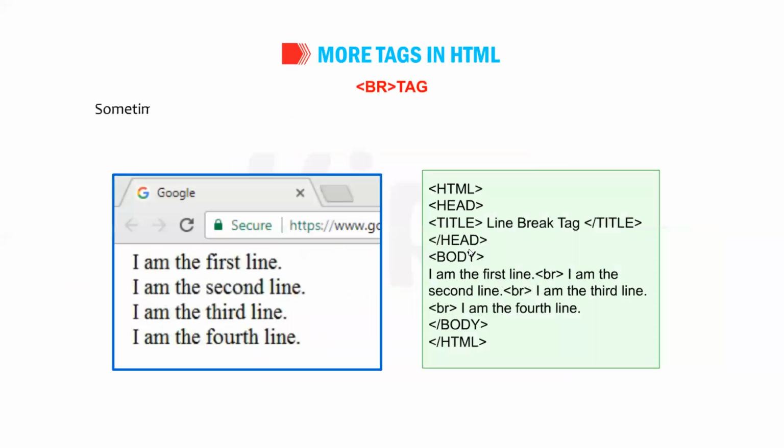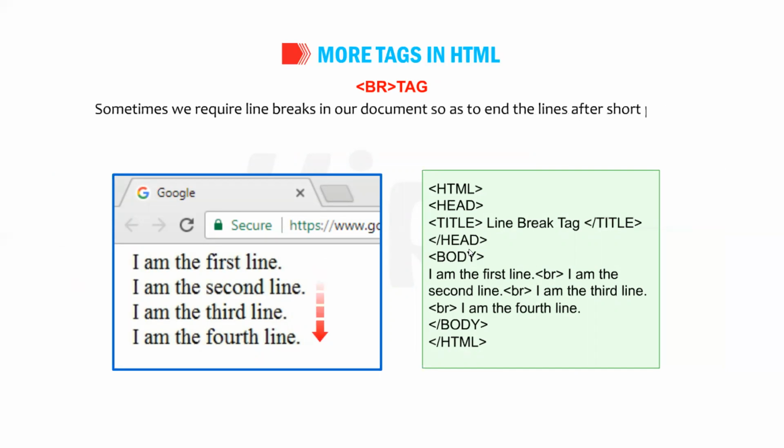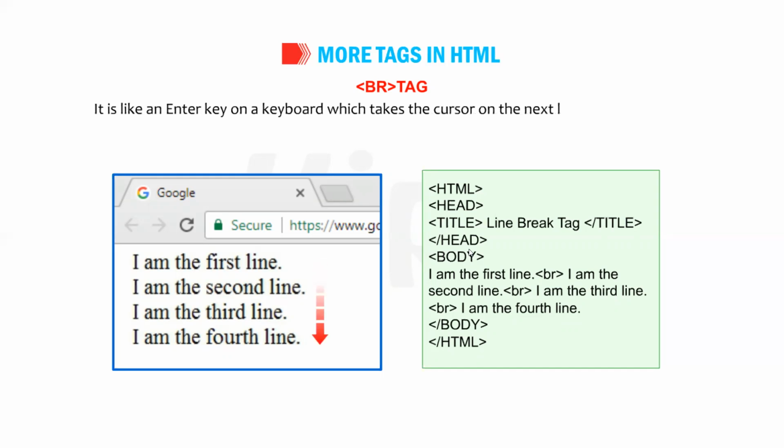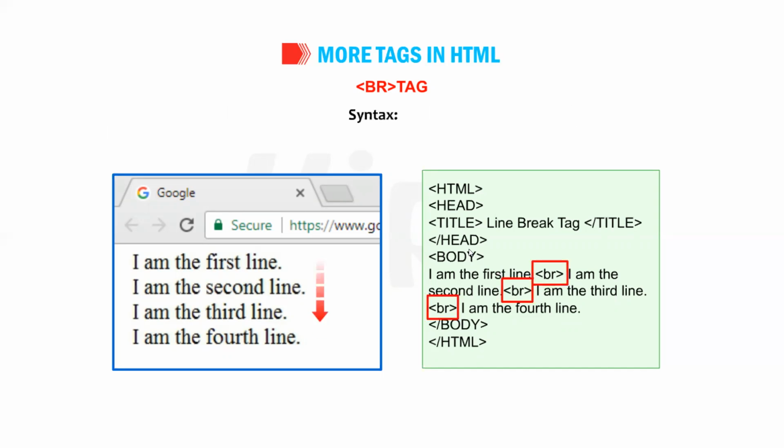BR tag. Sometimes we require line breaks in our document so as to end the lines after short pieces of information. These breaks are significant while writing a poem or an address. You can introduce a line break into your HTML document with the help of BR tag. It splits the line and displays the text on a new line. It is like an enter key on a keyboard, which takes the cursor to the next line towards the left margin on the screen. Syntax: BR.